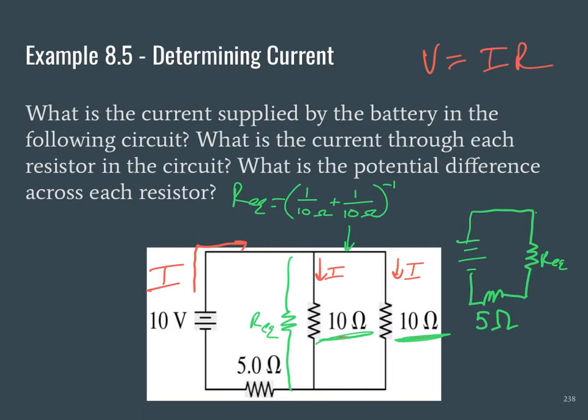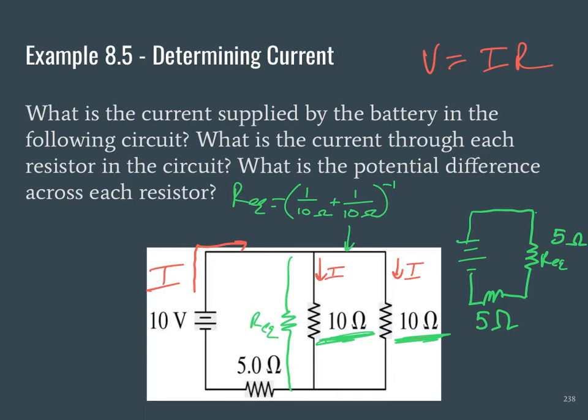1 over 10 plus 1 over 10 is 2 over 10, or 1/5. The inverse of that equivalent resistance would be a 5 ohm resistor. A shortcut to help you out: if you ever have two resistors in parallel that are identical, the equivalent resistance is just going to be half of whatever that value is. That only works if there's two in parallel that are identical. If there's three in parallel that are identical, it's going to be a third. But if they're not identical, you can't use any shortcut. You've got to use a formula.